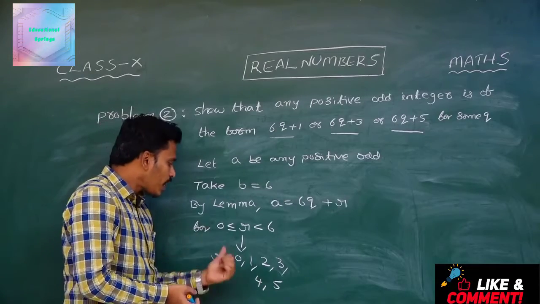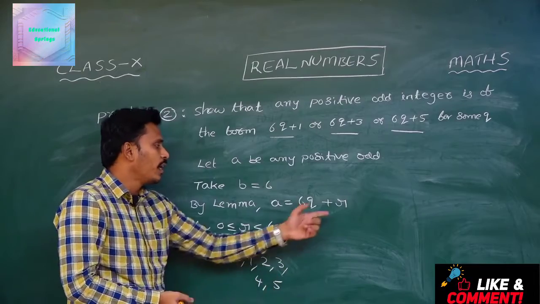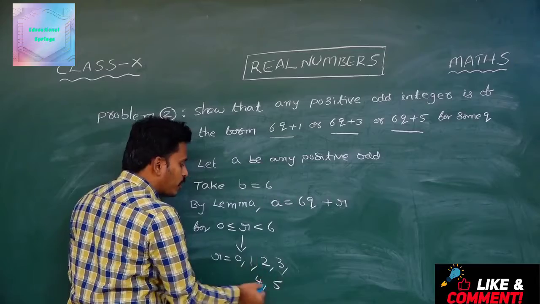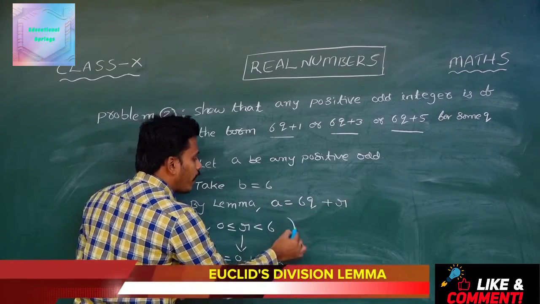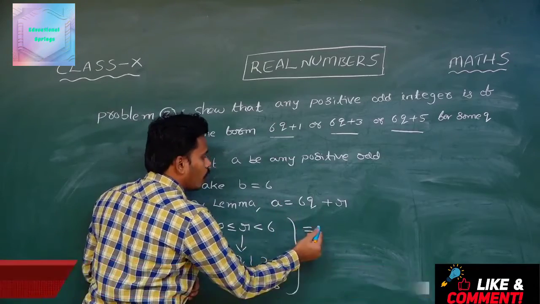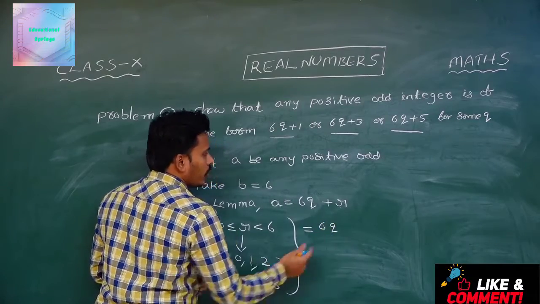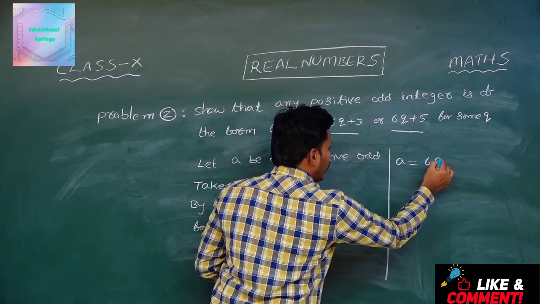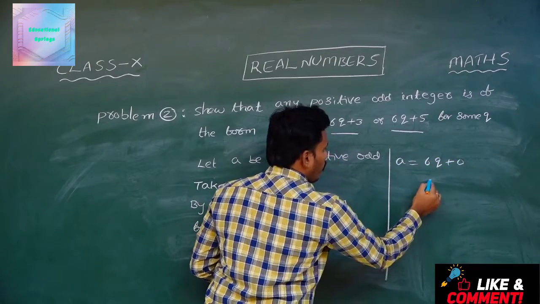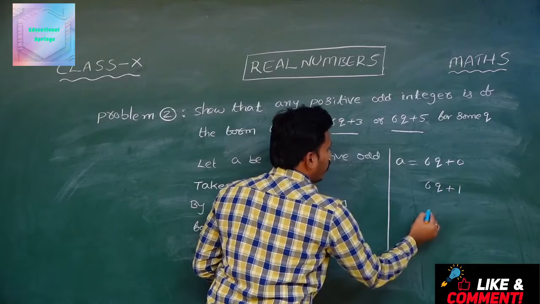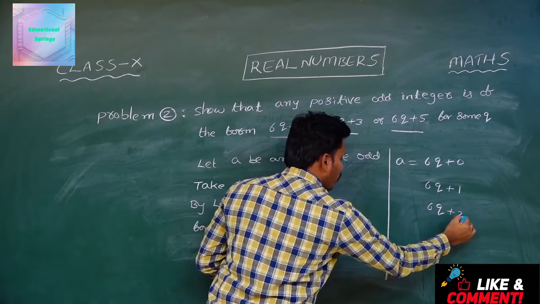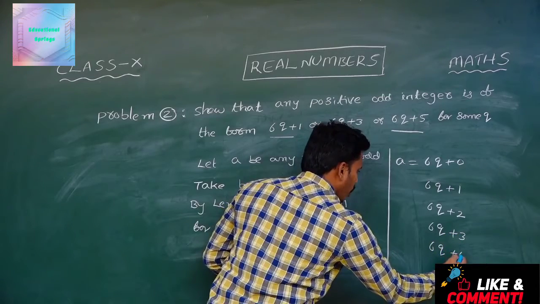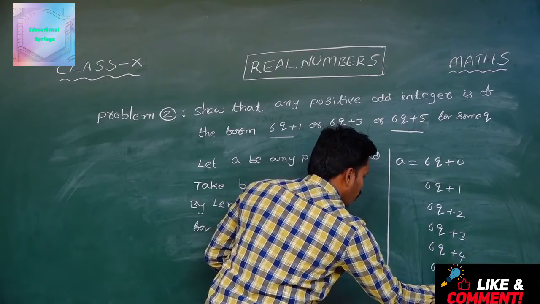And now replace 0, 1, 2, 3, 4, 5 in the place of r. If you replace these possible values in the place of r, you will get different forms for a. Then that a is equal to either 6q plus 0, or 6q plus 1, or 6q plus 2, or 6q plus 3, or 6q plus 4, or 6q plus 5.